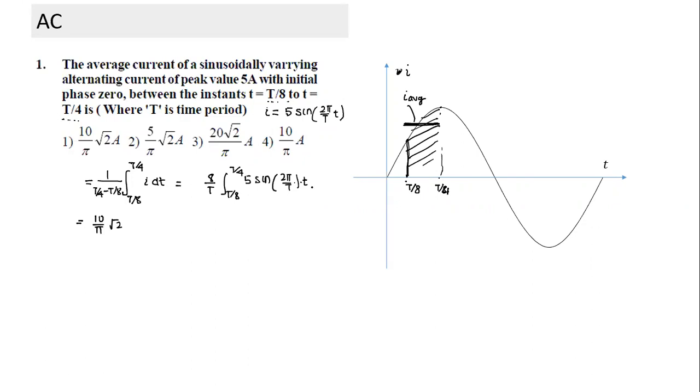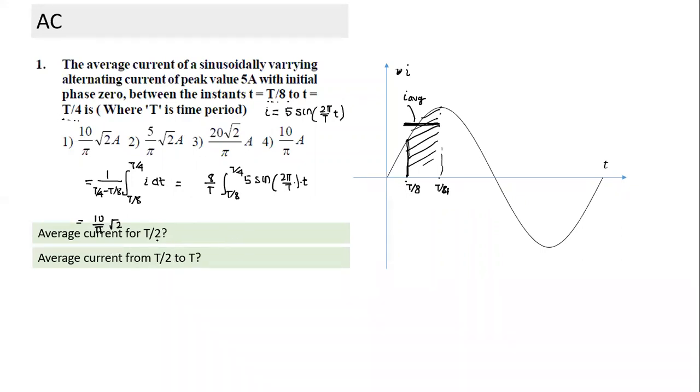So this is a simple definite integration. What is the average current for t by 2? And all you can easily calculate. Suppose you have to calculate average current for t by 2. I think yesterday you calculated. Average current for t by 2 comes equal to 2I by pi. That's the value of average current if I take the average from here to here.